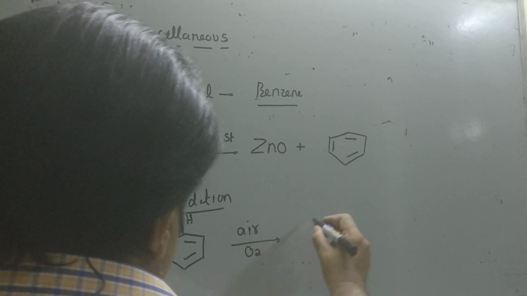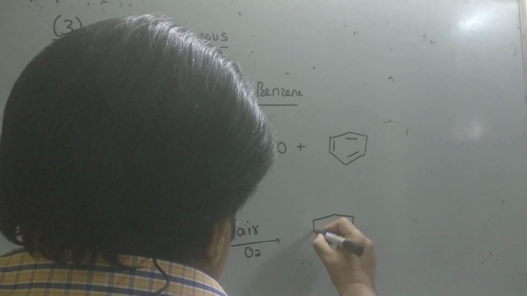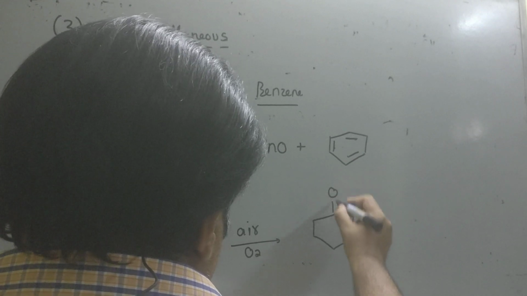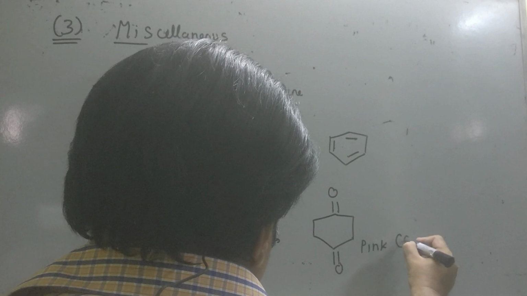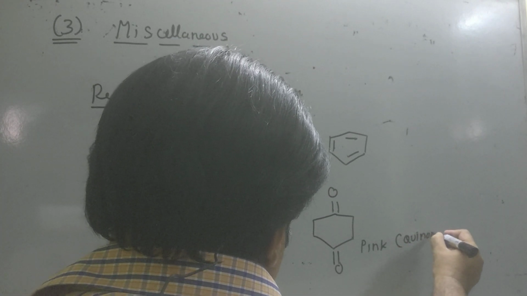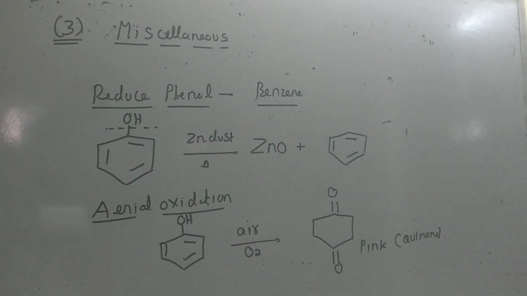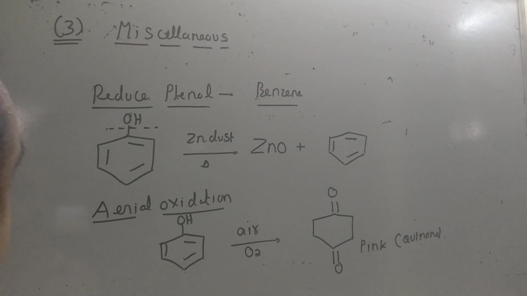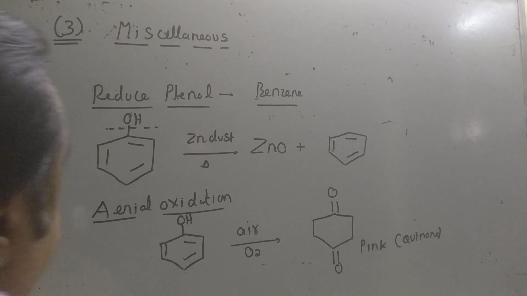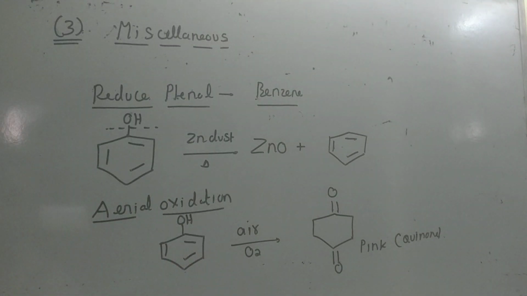Why does it become pink? Because phenol gets oxidized into a compound called quinone, and quinone is pink in color. Sometimes they ask you a reasoning question: when phenol is exposed to air, why does it become pink? Because of aerial oxidation, it converts into a pink colored compound called quinone. So these are the two other miscellaneous reactions of phenol: we can reduce phenol to benzene by heating with zinc dust, and by aerial oxidation it converts into quinone.